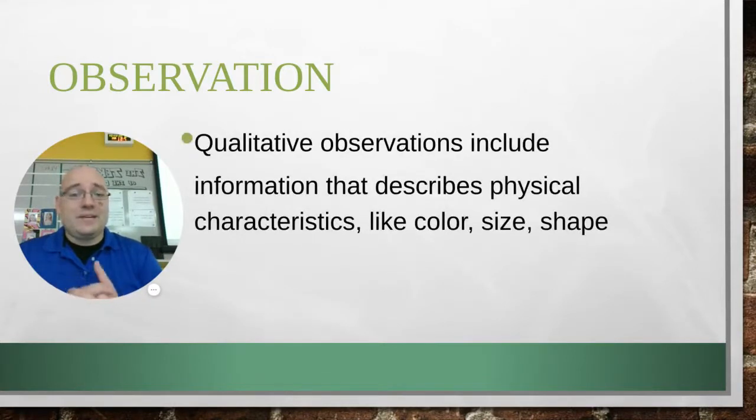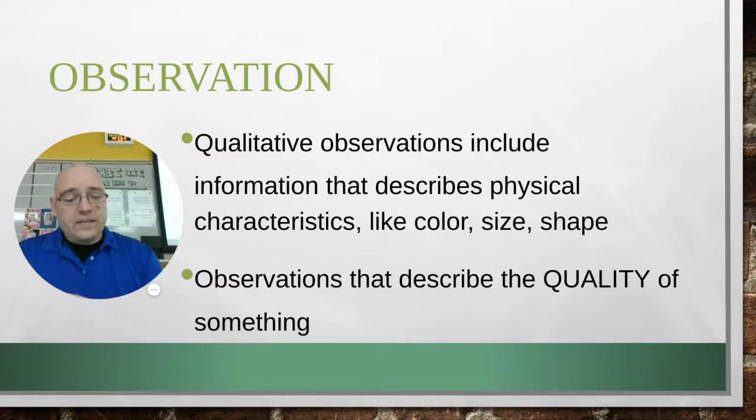So qualitative observations include information that describes physical characteristics like color, size, shape. It talks about the quality of something. Is it hard? Is it big? Is it small? It's talking about the quality, but it's not an exact thing. Like my shirt is blue. My shirt is a large. My glasses are see-through. Those are qualitative observations. All right. The air is cold. The sun is bright. Qualitative observations. They talk about the quality of something.